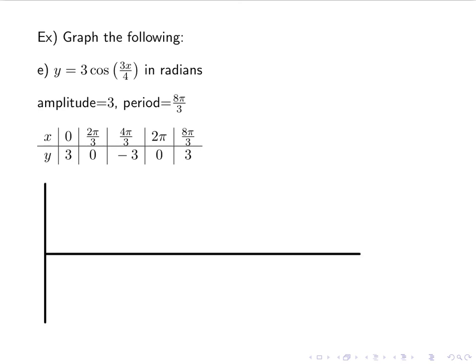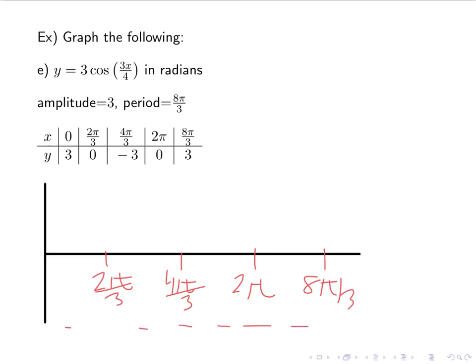So we've got 2 pi over 3, 4 pi over 3, 2 pi, and 8 pi over 3. Our minimum is at -3. Our maximum is at 3. And then we'll graph it. So we're going to start at our maximum, hit 0, go to our minimum, go up to 0, and then hit our maximum again.